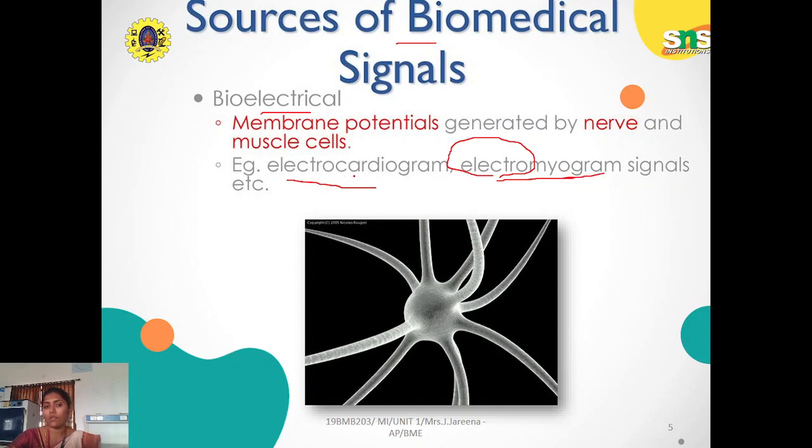Here we are focusing on the cardio, that is, the heart. Again here we are recording the electrical activity of the heart muscle, so it is called electrocardiogram. So this is going to be the well-known example of a bioelectrical signal.